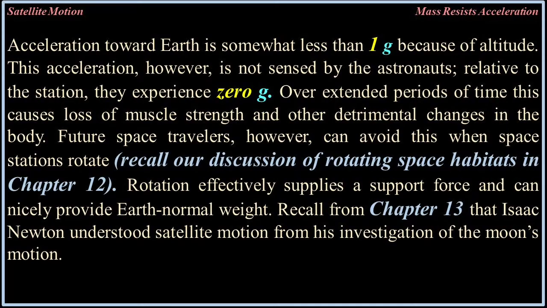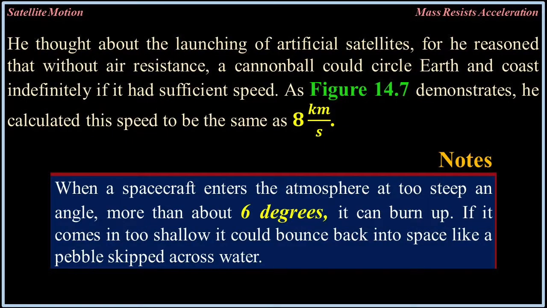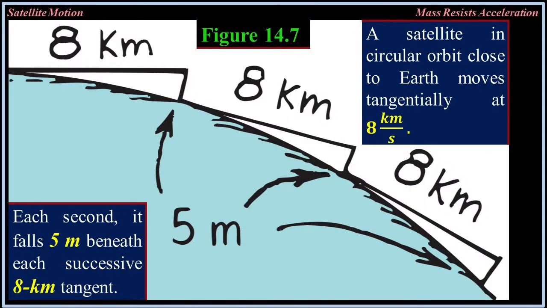Recall from Chapter 13 that Isaac Newton understood satellite motion from his investigation of the moon's motion. He thought about the launching of artificial satellites, for he reasoned that without air resistance, a cannonball could circle Earth and coast indefinitely if it had sufficient speed. As Figure 14.7 demonstrates, he calculated the speed to be the same as 8 kilometers per second.